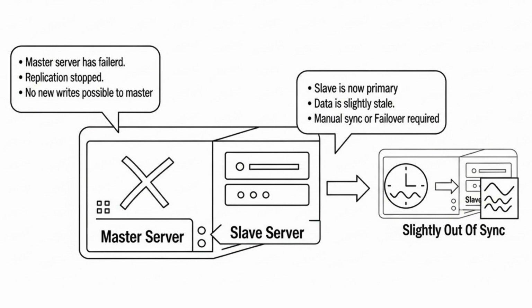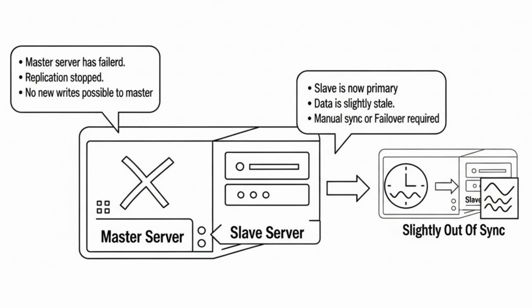Another critical consideration is replication lag. Because the replication process is asynchronous, slaves might be slightly behind the master. This means if a user writes data and immediately reads from a slave, they might temporarily see outdated information. This eventual consistency model needs careful management.